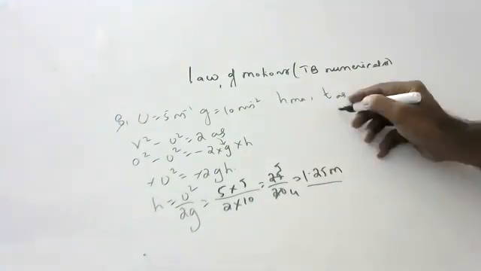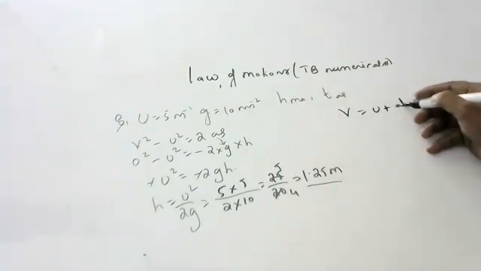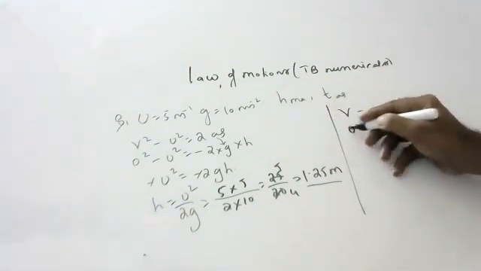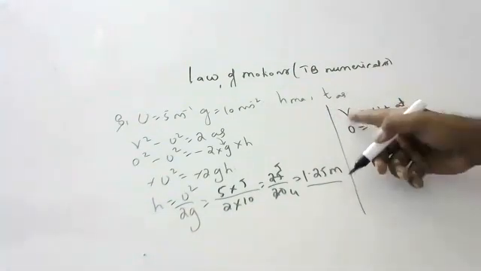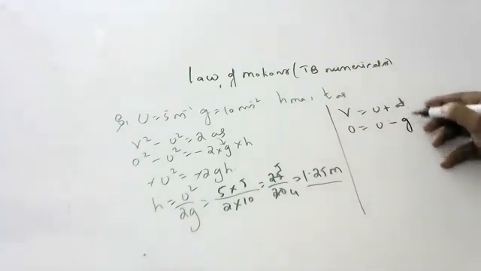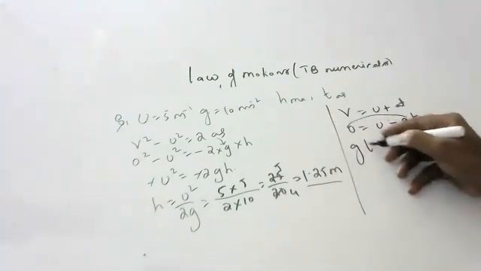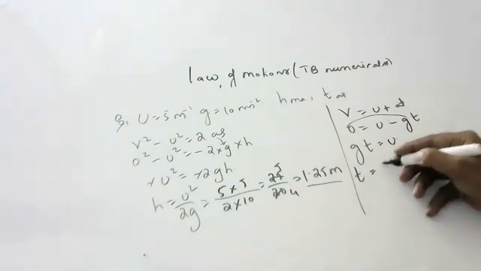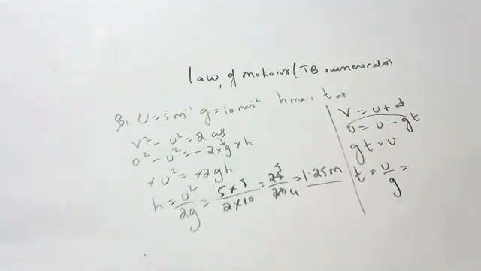Next, children. V is equal to u plus at. At the highest point, final velocity is 0, children. So 0 is equal to u minus gt. Gt will come here. Gt is equal to u, and time of ascent is u by g. Time of ascent means the time taken by the body to go to the highest point.